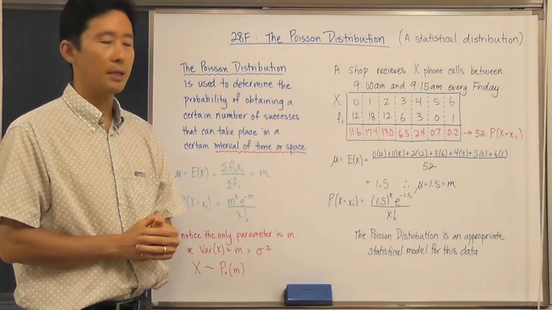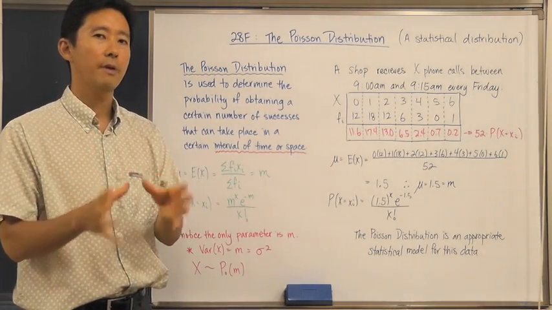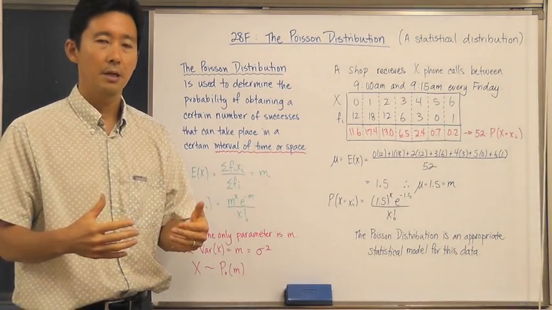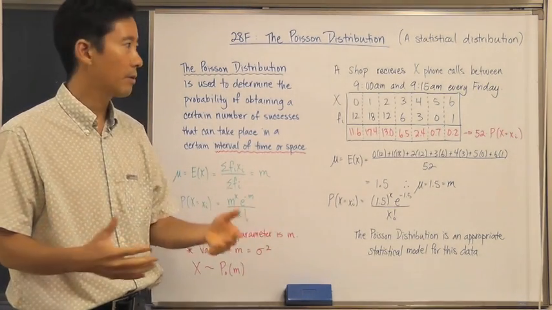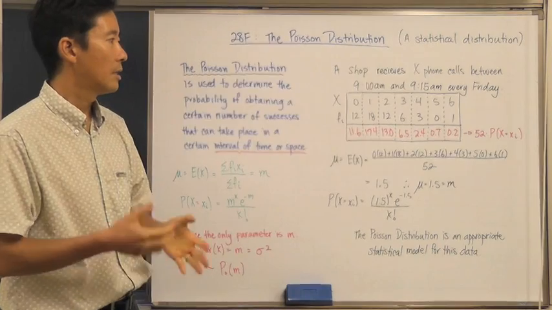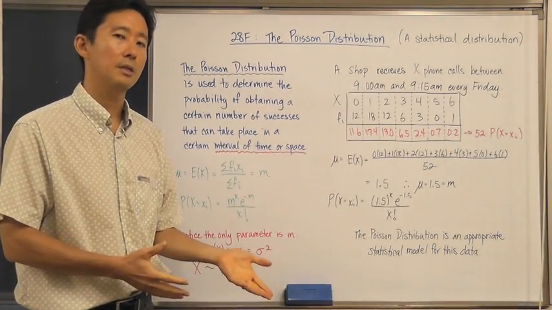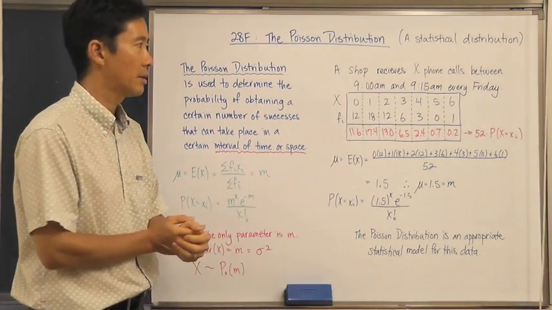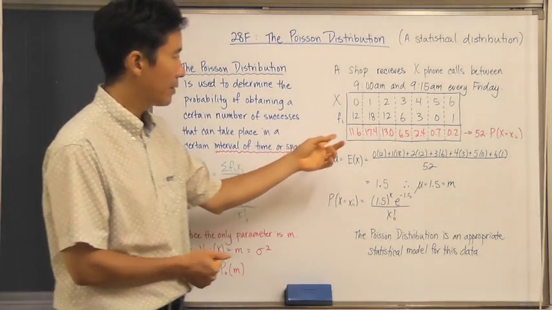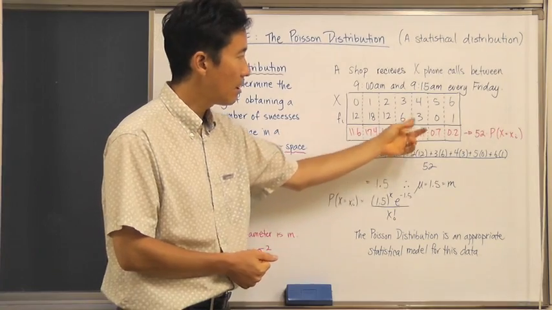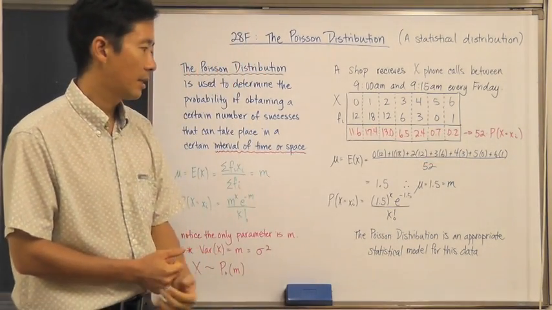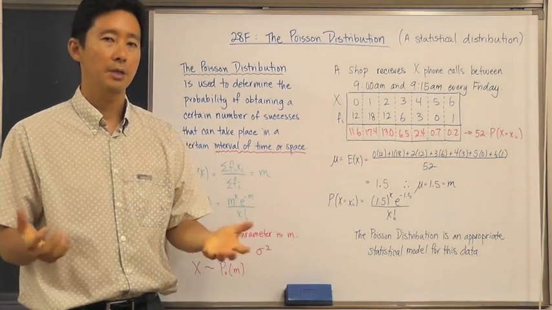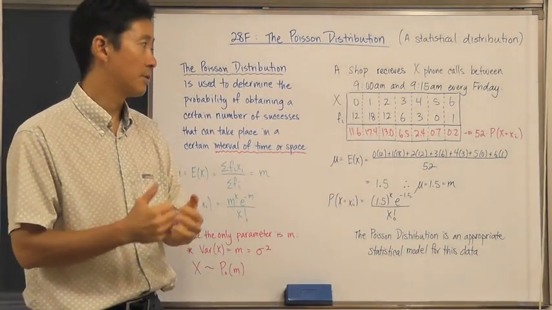Now, if we take a look at this, if those values are very close to the actual frequencies that were generated by record keeping throughout the year in this particular case, then we can say that the Poisson distribution is actually an appropriate model for this particular situation. So if we take a look at how close these values are, we can say that the Poisson distribution is an appropriate statistical model for this data, and we can use it to generalize into the future.